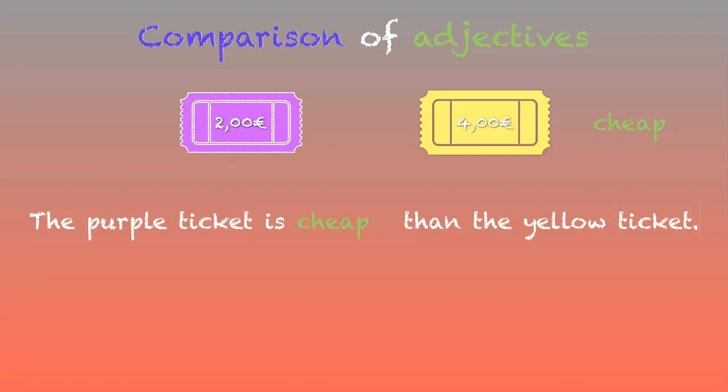And in order to make a comparison, you need to say the purple ticket is cheaper than the yellow ticket. And very important, when you want to compare something, you need the than after the adjective.